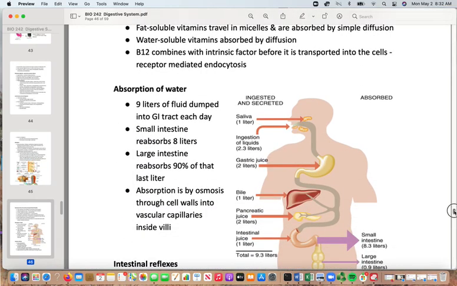So when we look at absorption of water, 9 liters of fluid are dumped every day into the gastrointestinal tract. Your small intestine will reabsorb about 8 liters of that. The large intestine reabsorbs 90% of that last liter. So the vast majority of it comes back. This diagram here just shows you the different areas and the different amounts that are secreted in those different areas.